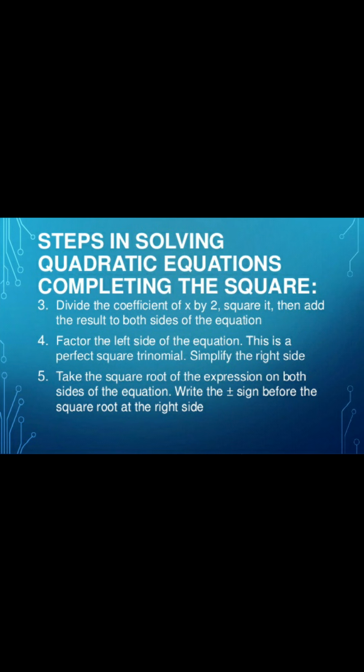Third step: divide the coefficient of x by 2, square it, and then add the result to both sides of the equation. Now factor the left side of the equation. This is a perfect square trinomial. Simplify the right side. Take the square root of the expression on both sides of the equation and put the plus or minus sign before the square root on the right side.